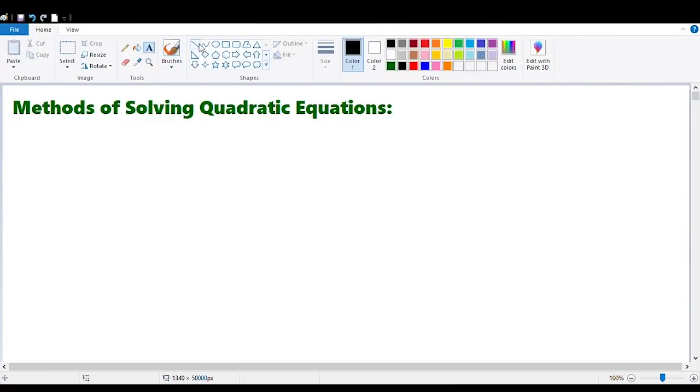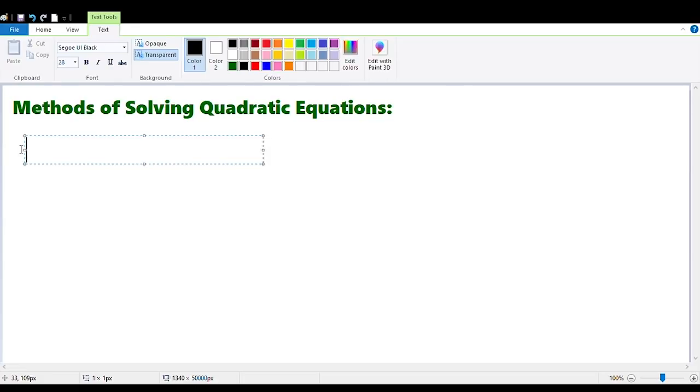Our today's topic is solutions to quadratic equations, and today we'll try to learn the different ways in which we can solve quadratic equations, so let's get going. There are a couple of methods of solving quadratic equations, and the first method is the factorization method.